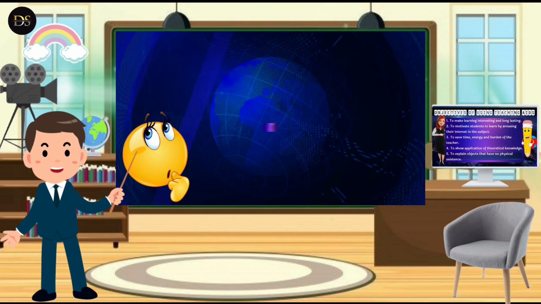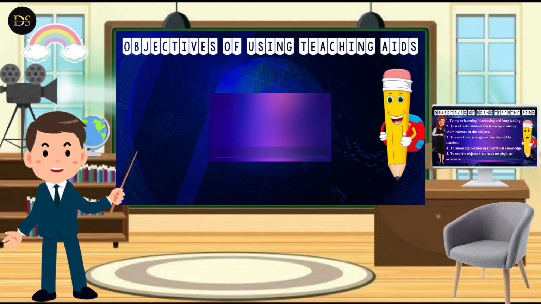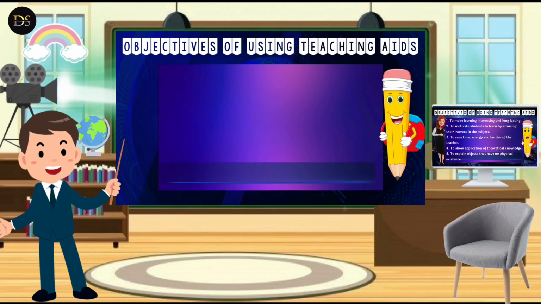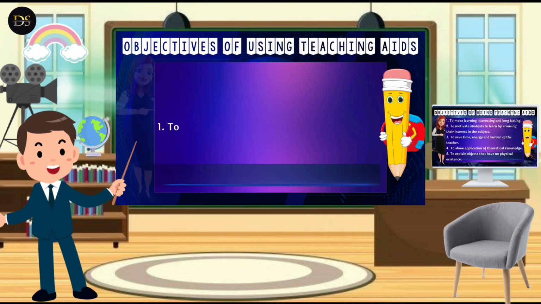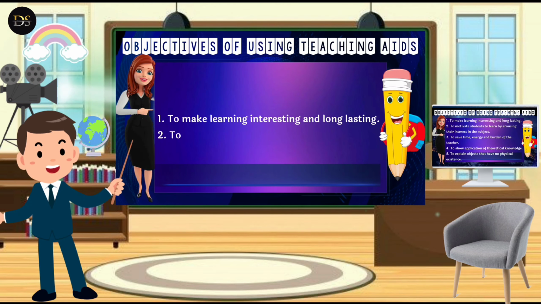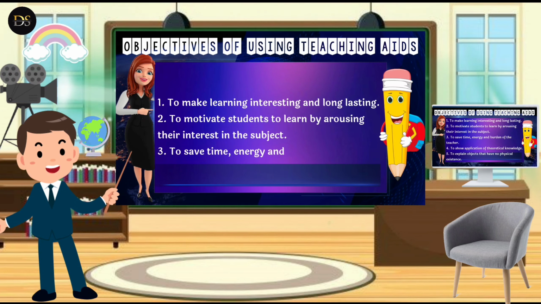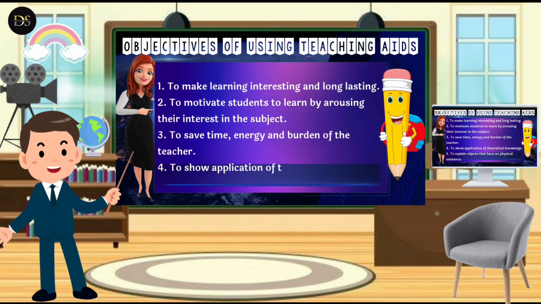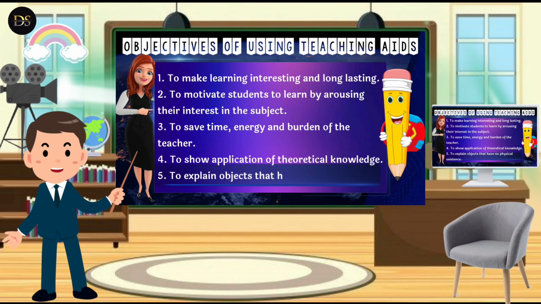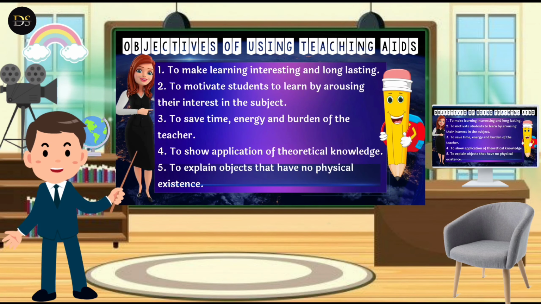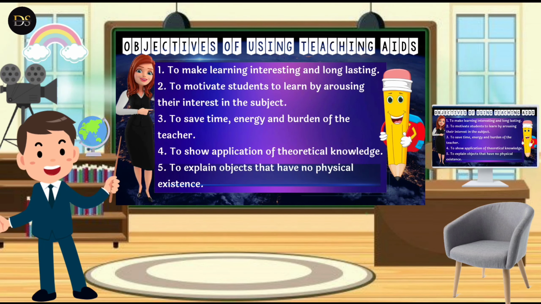Now the next slide shows us objectives. So, here are some of the objectives of using teaching aids in the teaching learning process. Number 1 is, to make learning interesting and long-lasting. Number 2 is, to motivate students to learn by arousing their interest in the subject. Number 3 is, to save time, energy, and burden of the teacher. Number 4 is, to show application of theoretical knowledge. Number 5 is to explain objects that have no physical existence. Also, every student becomes an active participant in the classroom.